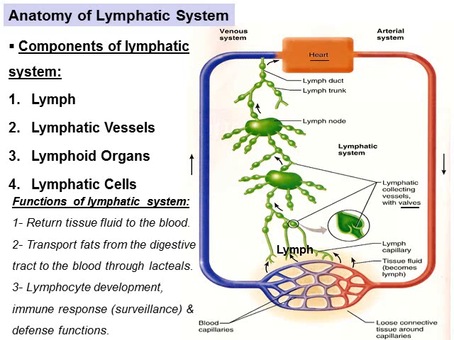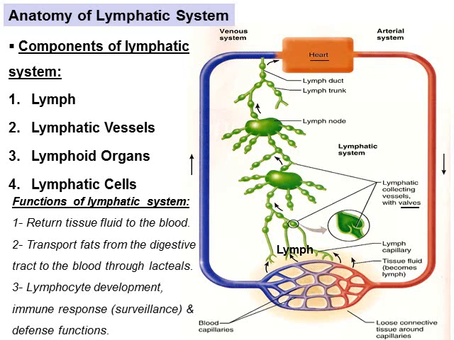So what are the functions of this lymphatic system? The function of this lymphatic system is to return the tissue fluid back to the blood. So this tissue fluid that has leaked from the blood capillaries, the lymphatic system will return to the blood. Also, the lymphatic system transports the fats from the digestive tract to the blood through the lacteals. And lastly, the lymphatic system is important for lymphocyte development.